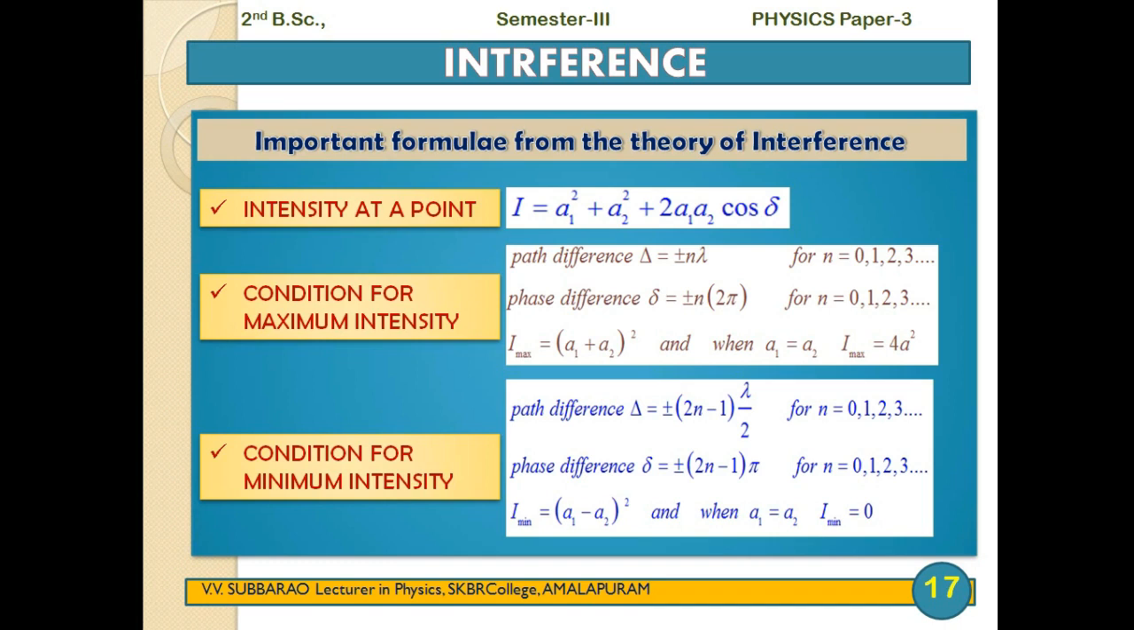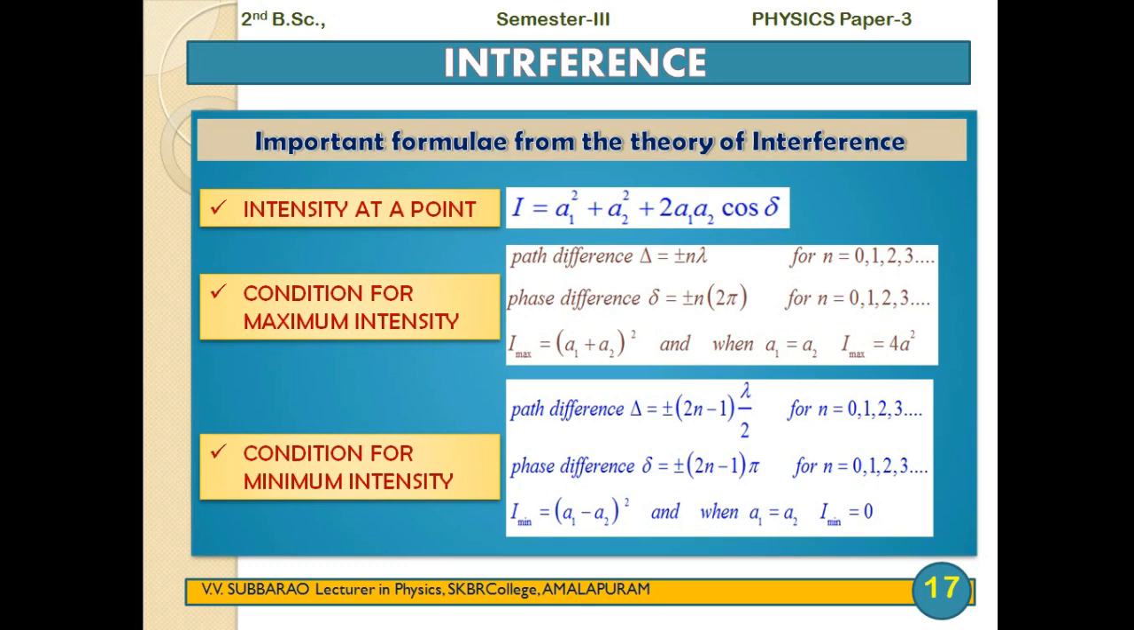Condition for maximum intensity: path difference is equal to plus or minus nλ for n equal to 0, 1, 2, 3, or phase difference δ is equal to plus or minus n into 2π for n equal to 0, 1, 2, 3. We all know that a phase difference of 2π equals a path difference of λ. So in this particular case, the maximum intensity is (A1 + A2) whole squared, and when A1 equals A2, maximum intensity may be written as 4A².